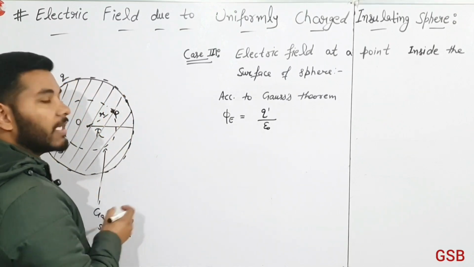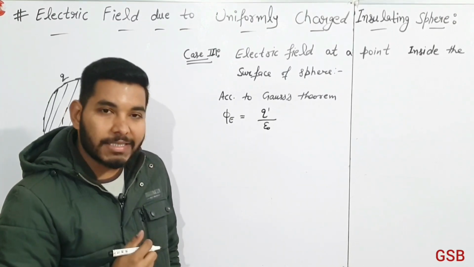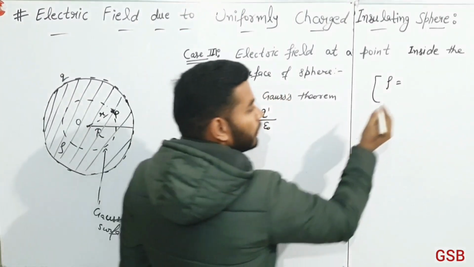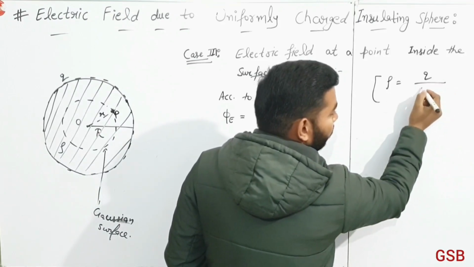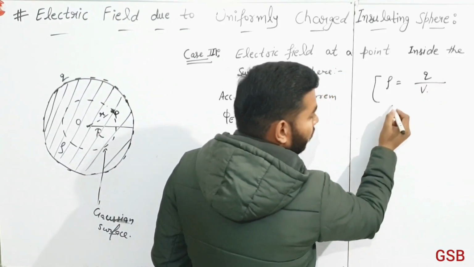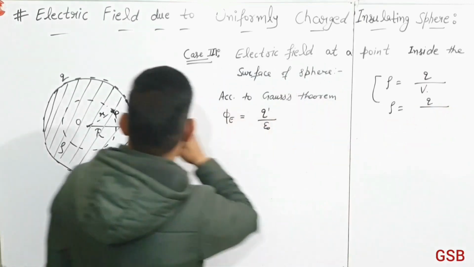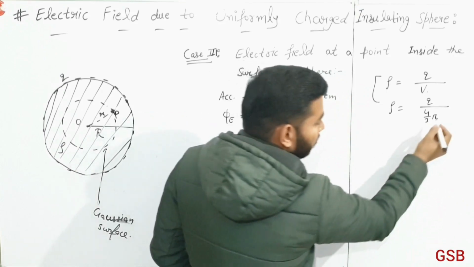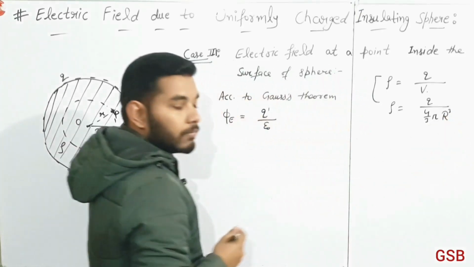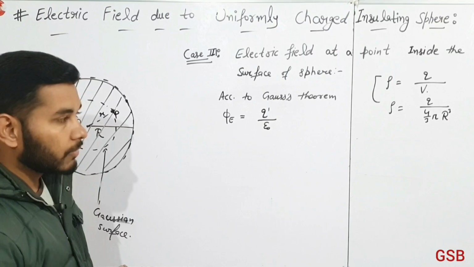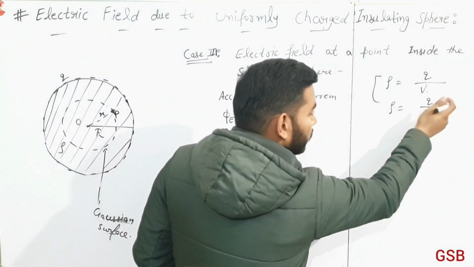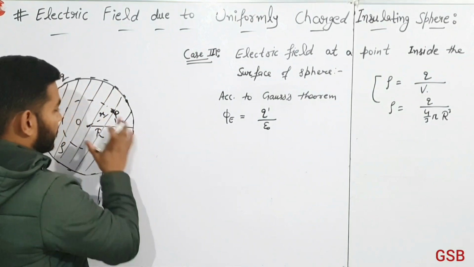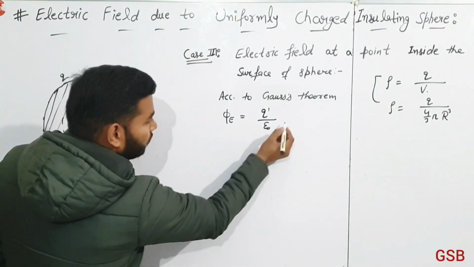As we know, from the definition of volume charge density, rho is equal to charge by volume. Now the volume is 4 by 3 pi R cube, so rho is equal to Q by 4 by 3 pi R cube. This is equation number one.